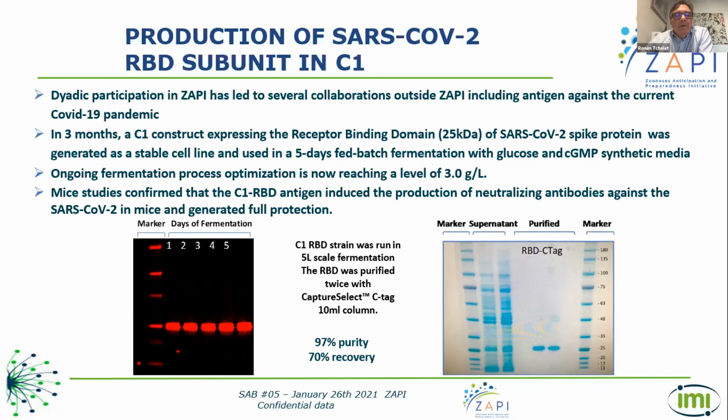Here on the bottom, you can see a very nice product that was produced in several days of fermentation. But on the right side, what you can see is that the purification was also done in a very efficient way. In this case, we could reach about 97% purity in a process that confers 70% recovery.